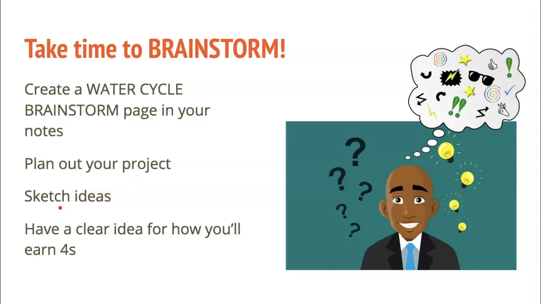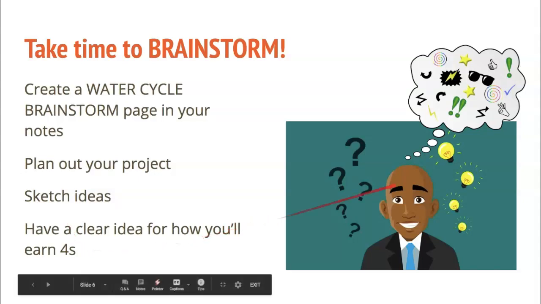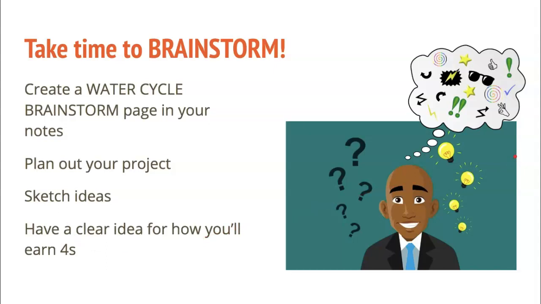If you're doing a comic, you should be thinking about who are your characters. How are they going to interact? If you're doing a skit or a song, same thing. What are the characters? Or what's the story you're telling? And make sure that you have a clear idea for how you're going to earn 4s on this project. 3s are good, but they're not good enough. Make sure you're going for 4s.